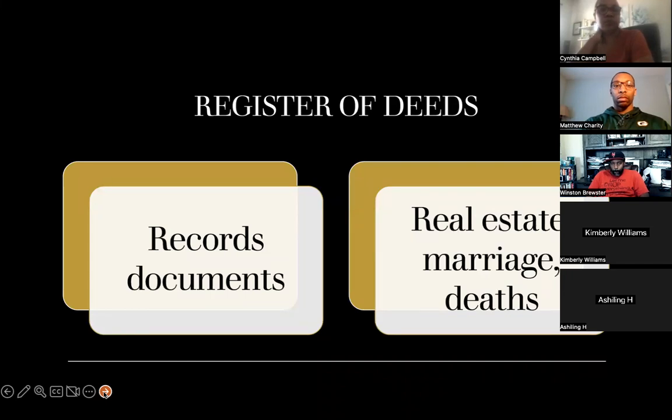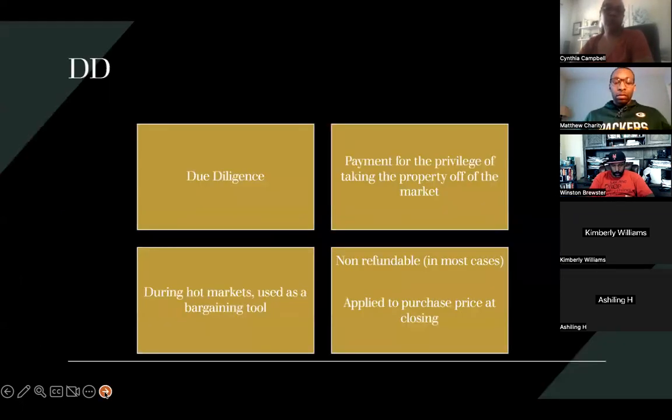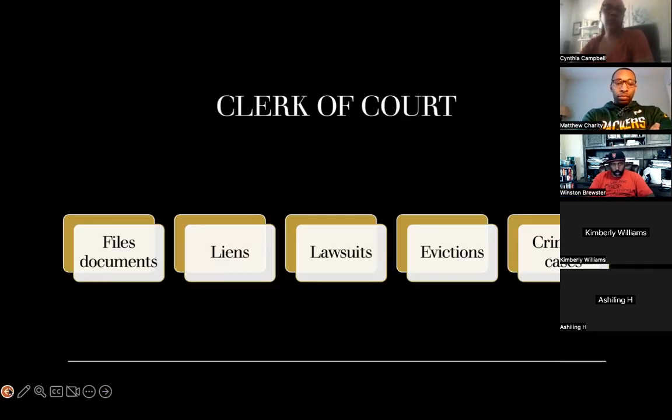I've mentioned the Register of Deeds. In North Carolina, there's a Register of Deeds in each county, and some states have their recordings at different offices. They record documents such as real estate, marriage, and death certificates, all kinds of stuff. And then you have a clerk of court. They also file documents, and sometimes people get those confused. The clerk of court is where we file documents such as liens, civil and criminal lawsuits, evictions, criminal cases, stuff like that. Okay, so that's an overview of the documents involved with buying a property.